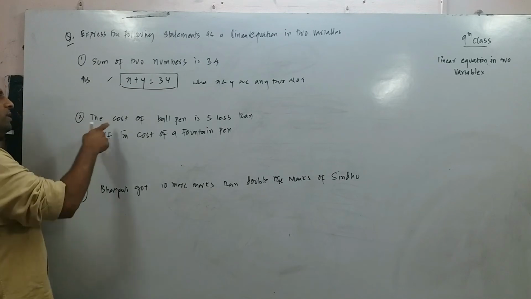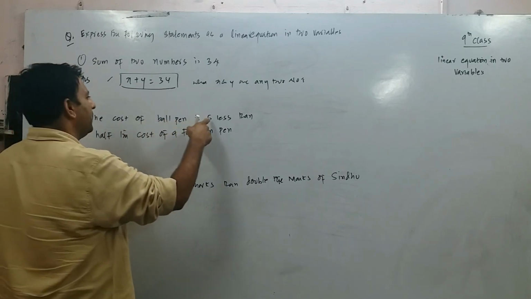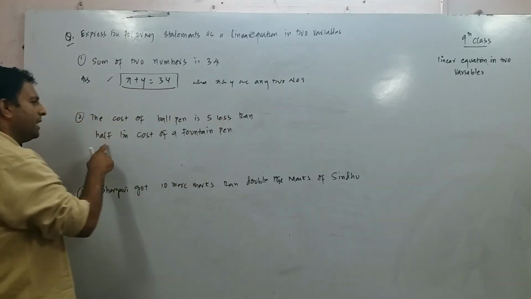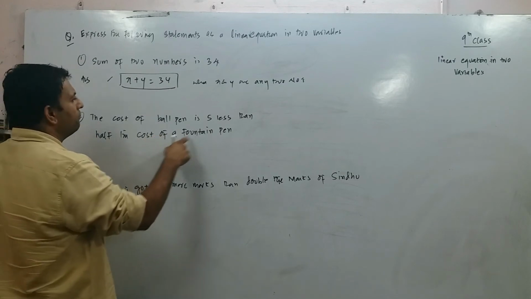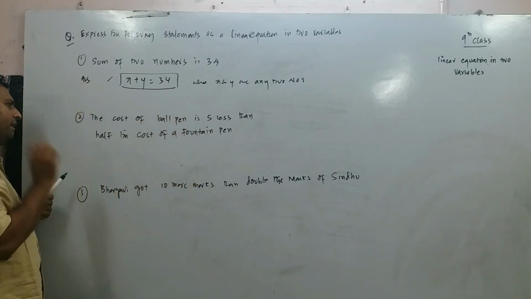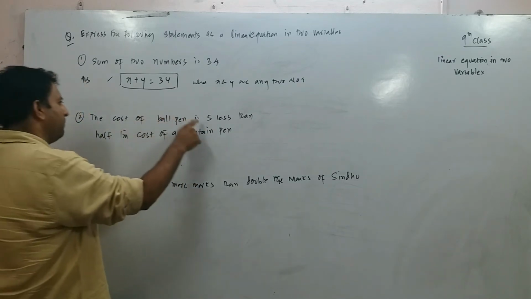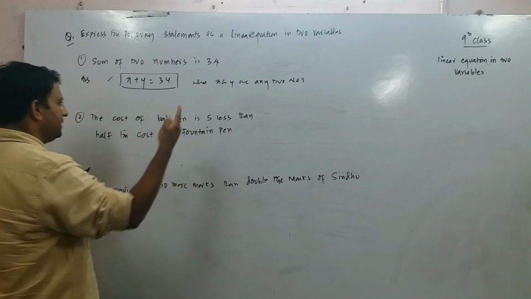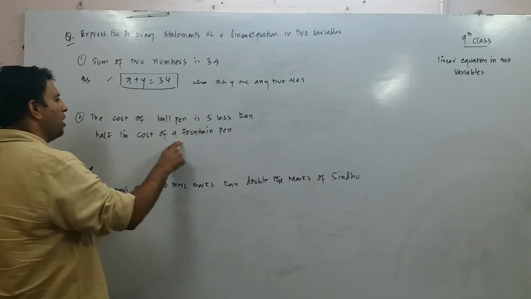The next question: the cost of a ball pen is 5 less than half the cost of a fountain pen. Very tricky. The cost of a ball pen is 5 less than half the cost of a fountain pen.